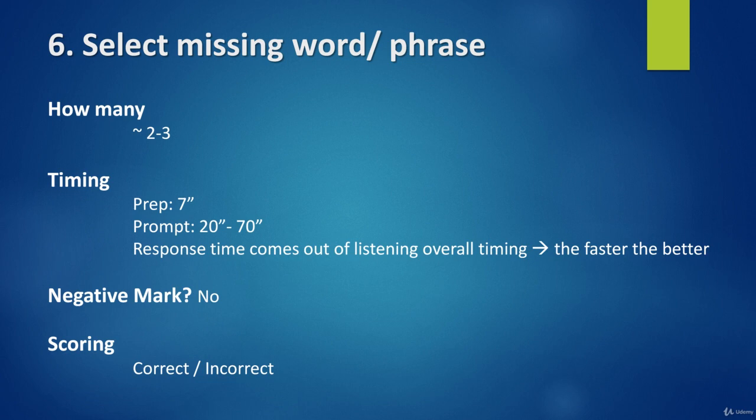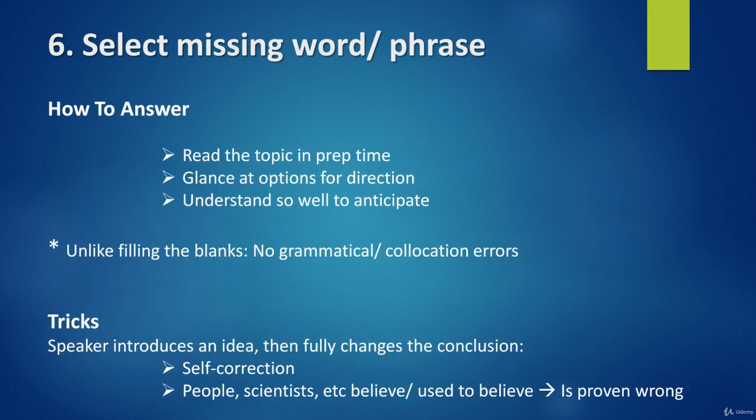In this question, the communicative skill tested, or the module, is only listening. You will get 2 to 3 of this question in a test. You're gonna have 7 seconds to prepare, and the prompt will go on for 20 seconds to 70 seconds. Response time comes out of listening overall timing, so the faster you answer, the better. And about scoring, your response is scored as either correct or incorrect, and no credit is given for no response or an incorrect response. This is a pretty much very straightforward kind of question.